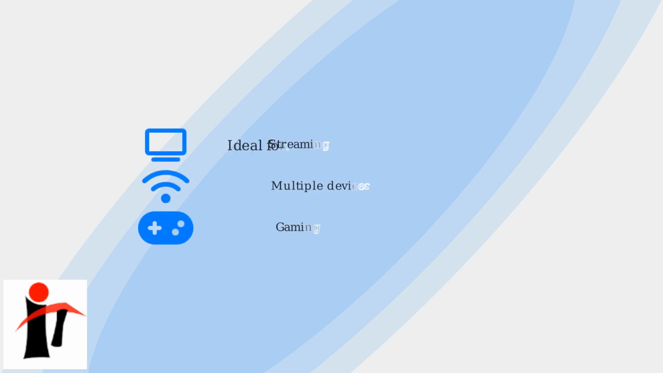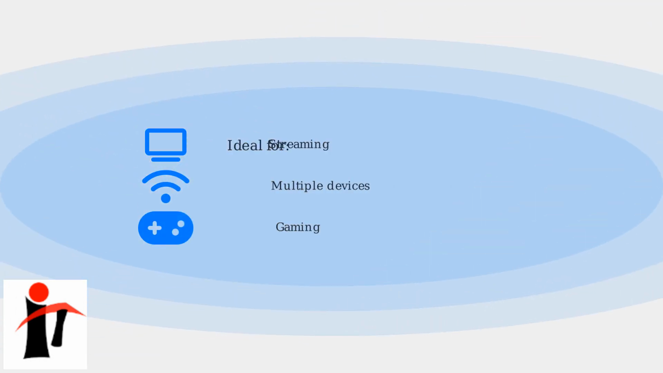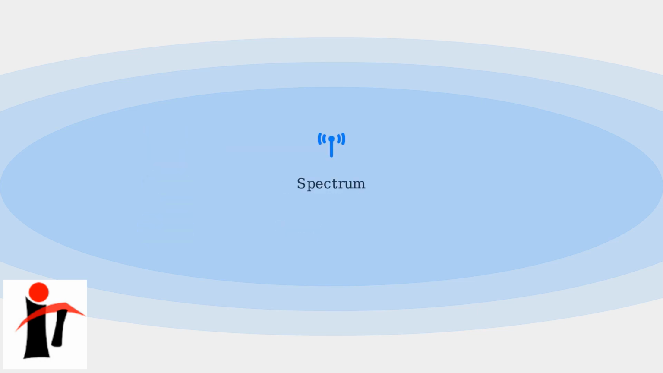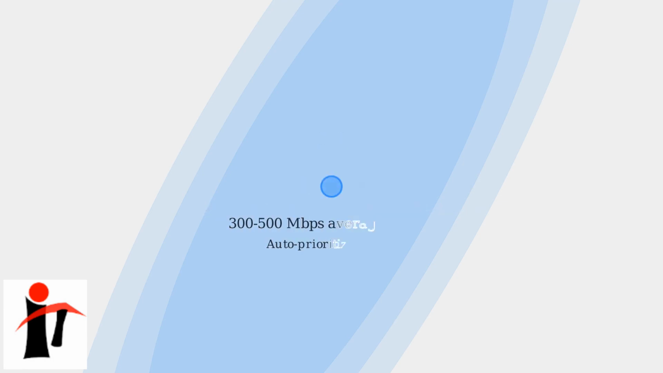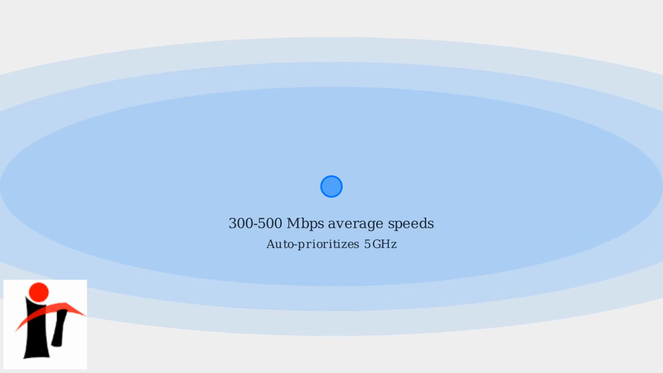This results in lower latency around 10 to 20 milliseconds and reduced interference, making it ideal for streaming, gaming, and multiple devices. Note that Spectrum's 5G home internet is a different service using cellular towers, not just enabling the 5 GHz Wi-Fi band. Newer Spectrum routers with Wi-Fi 6 and 6E often automatically prioritize the 5 GHz band. Average Wi-Fi speeds reach 300 to 500 Mbps when 5 GHz is active.